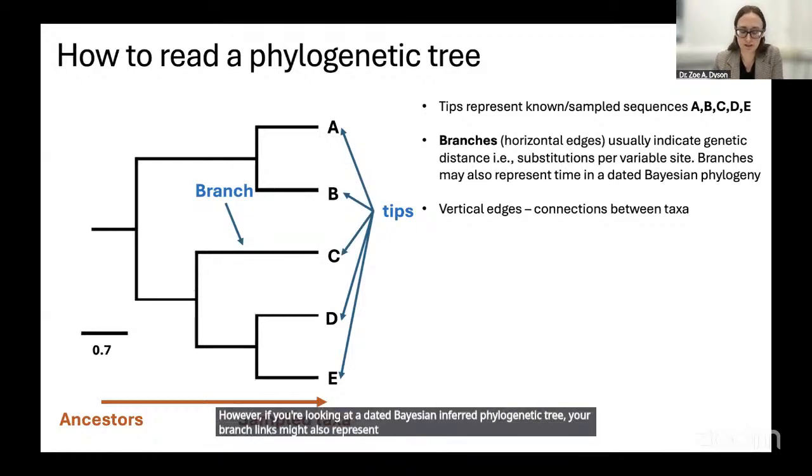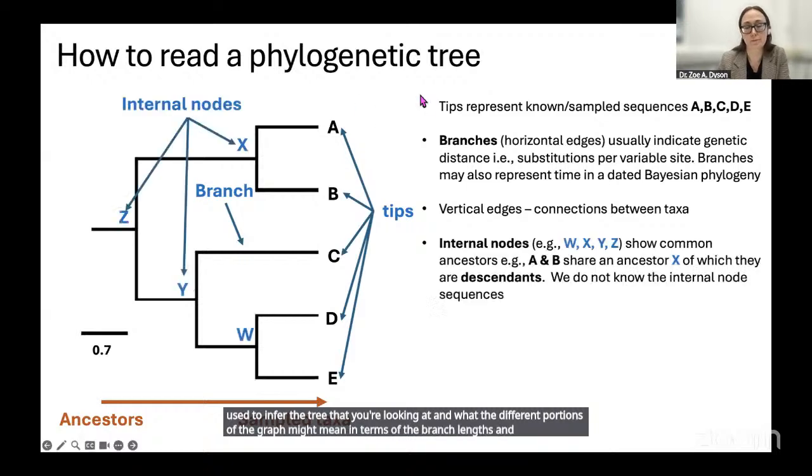So when you're looking at these in the literature and other studies, it is quite important to understand what methods have been used to infer the tree that you're looking at and what the different portions of the graph might mean in terms of the branch lengths and how you interpret those.